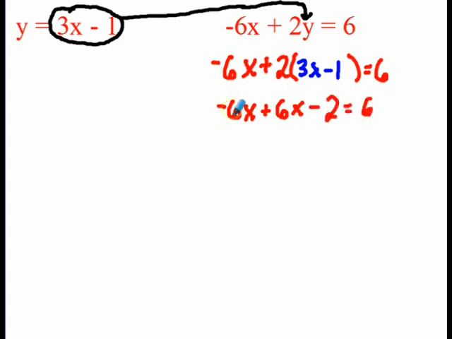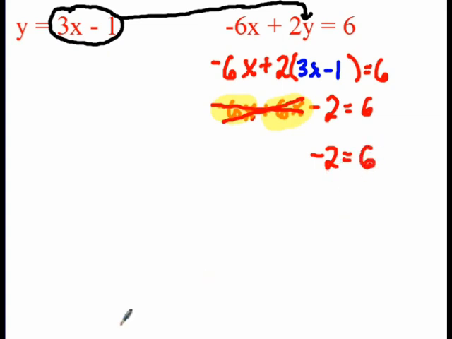As always, I have like terms. Negative 6x plus 6x. Again, you know that negative 6 plus 6 completely cancels. They're not here anymore. They're gone. Adios. See you later. That's 0. Now I'm just going to copy my minus 2 equals 6.